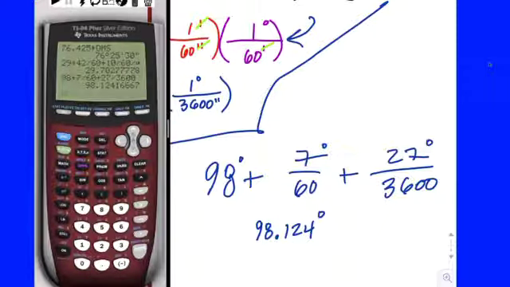Okay, and then you just type that into your calculator, as I did there on the left, in one step, right? 98 plus 7 divided by 60 plus 27 divided by 3,600, and you get 98.124, and that's the same answer when you round or truncate. So that's the longitudinal coordinate of New Braunfels, Texas.